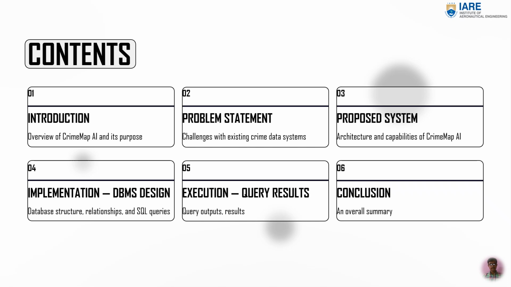Now let's go through the contents. In the first place, I'm going to introduce the topic, that is, explain the overview of Crimemap AI and its purpose. In the second place, I'm going to explain the problem statement, that is, the challenges we face with existing crime database systems. After that, I'm going to explain the proposed system, that is, the architecture and capabilities of Crimemap AI. After that I'll go to the implementation, DBMS design, the database structure, relationships and SQL queries. After that I'm going to show the execution query results, that is the query outputs and the results, and after that I'm going to conclude the topic with an overall summary. Hence, this is the contents slide.